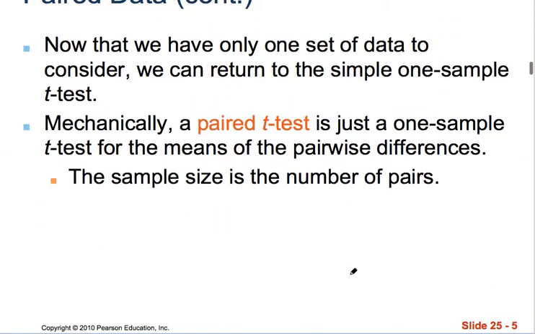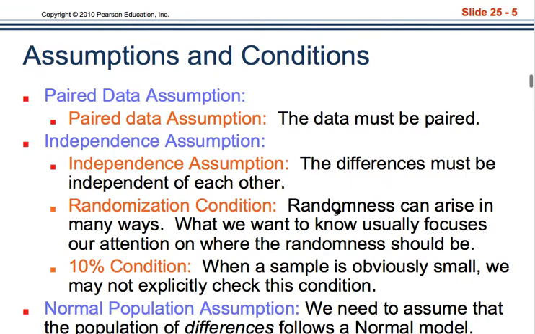Okay, so now that we have only one set of data, we use our one-sample t-test. So mechanically, a paired t-test is identical to the t-test with a one-sample. Oops, I forgot to underline that. So the one-sample t-test. And the sample size is the number of pairs, not the number of times they were tested or something like that, but it's the number of pairs is what n is. Some people are still having trouble figuring out what n is, so make sure that you note that. Okay, and there's some examples coming up later.